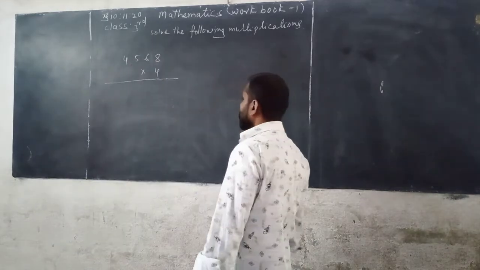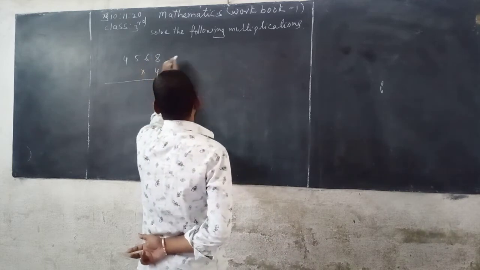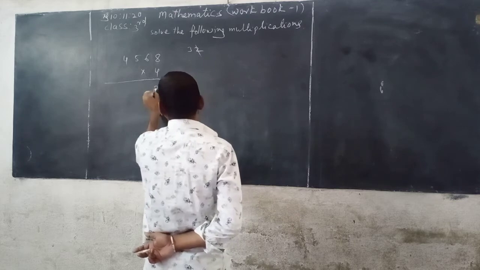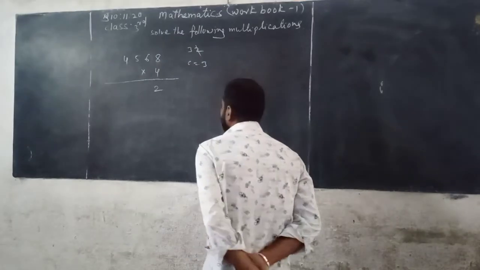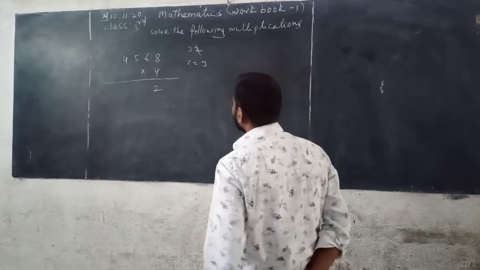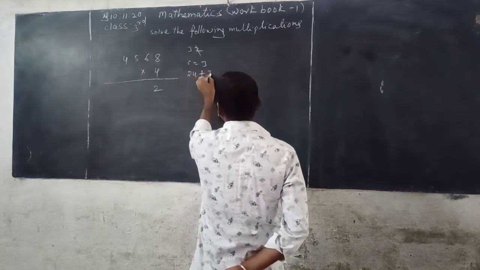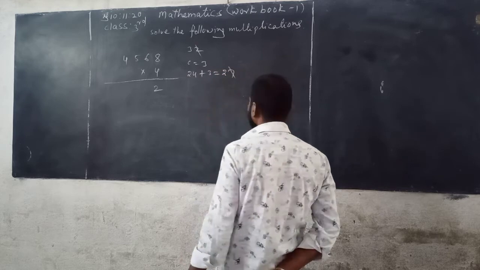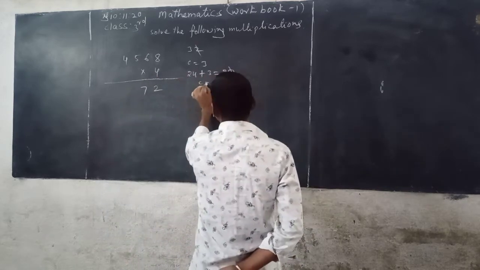See, first we multiply the digits in the ones place, that is 8 with 4. 4 8s are 32. In it, 2 is taken and written down in the ones column of the product, and carry 3. Next we multiply the digits in the tens place, that is 6 with 4. 4 6s are 24. 3 is added to 24. You get 24 plus 3, 27. In it, 7 is taken and written down in the tens column of the product, and carry 2.